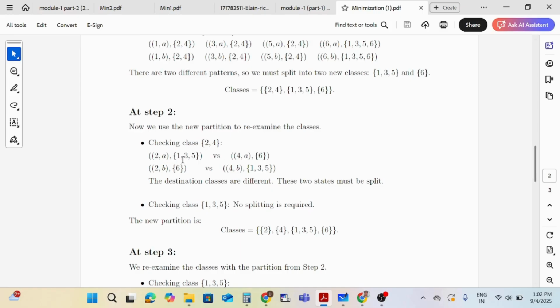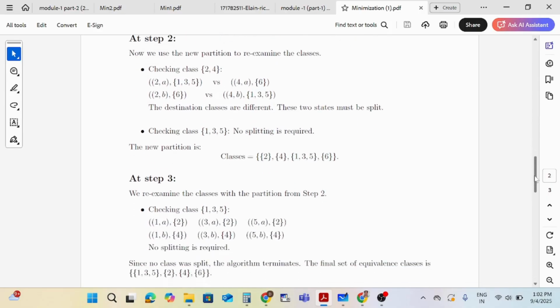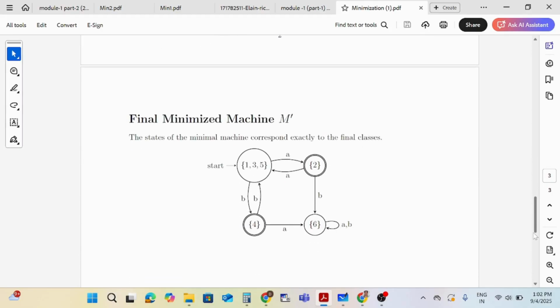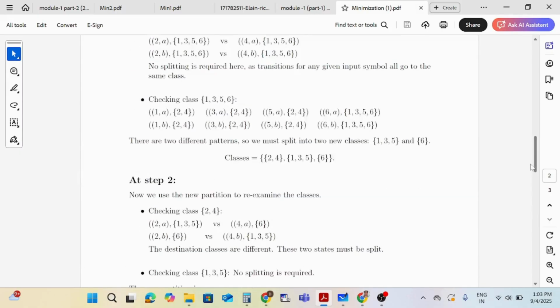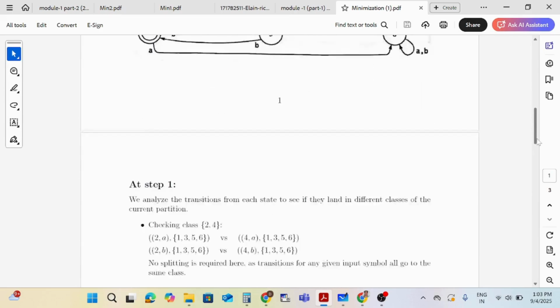So 2 on A, it is going to 1, 3, 5, and 2 on B, it is going to 6. Similarly, 4 on A, it is going to 6, and 4 on B, it is going to 1, 3, 5. So they are going to different classes. So we need to split 2 and 4 also, but 1, 3, 5 cannot be split further because it goes to 2, 4 only. So further splitting is not required and you will be able to construct a DFA. 1, 3, 5 is equivalent now. 2 and 4 are split. These 2 are the new final states, and 6 is the other state. So we have gone from 6 states to 4 states.